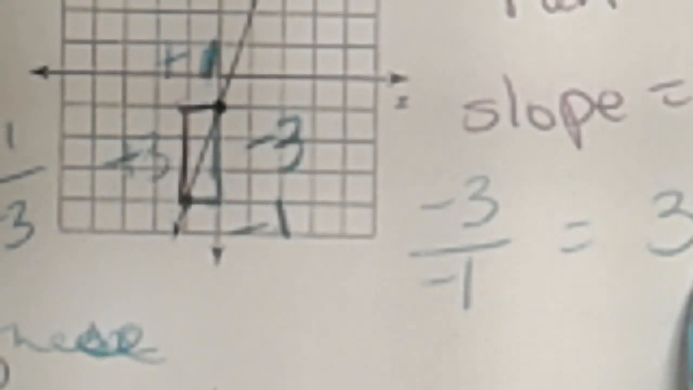So therefore, negative 3 divided by negative 1 is 3. Again, did we come up with the exact same thing? Yeah, we did. We came up with the exact same thing. It does not matter what points you use as your starting point. You're still going to come up with the same thing if you know your directions.